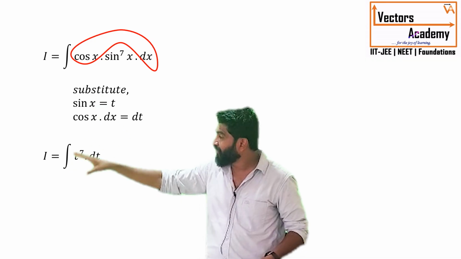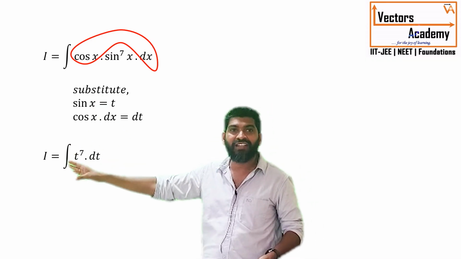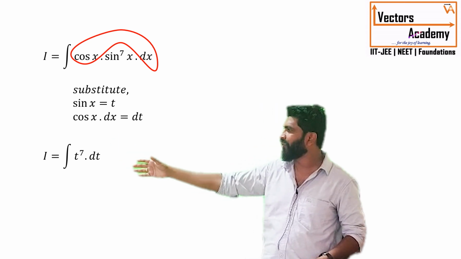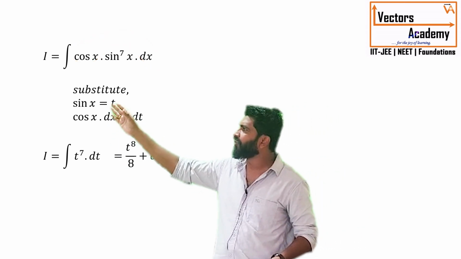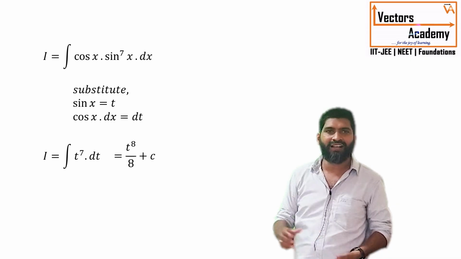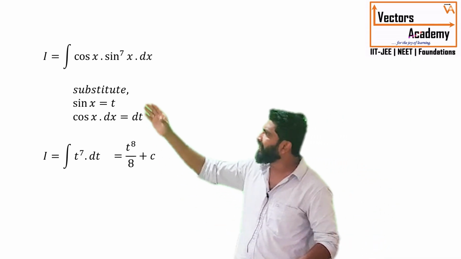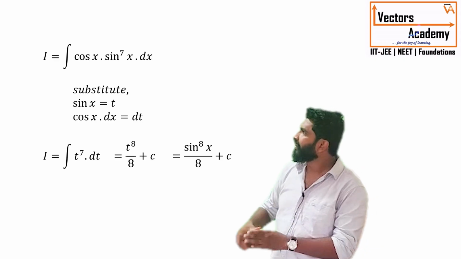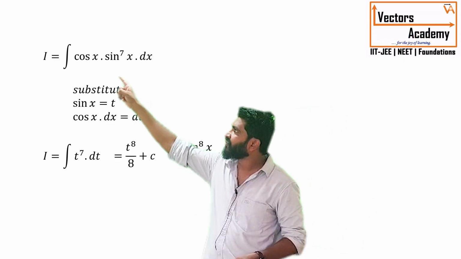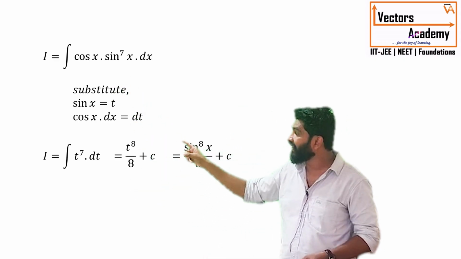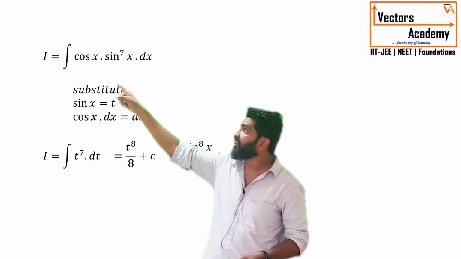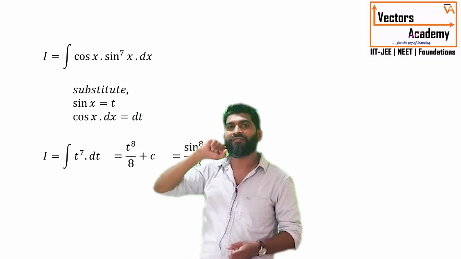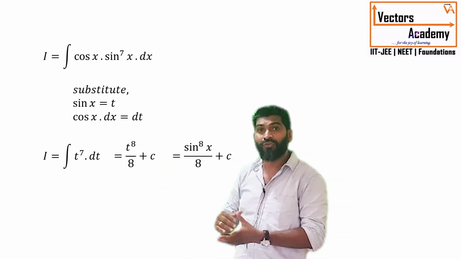Simplifying this and substituting, I'll get a simple question, integration of t raised to 7, and integration of t raised to 7 is t raised to 8 upon 8. Resubstituting the value of t, I'll get the required answer. Now, if you compare the question with the answer, look at what we got. Here we have sin raised to 7 x and the answer is sin raised to 8 x upon 8. And the derivative of sin x is present with the function itself. So this brings us to a new formula.